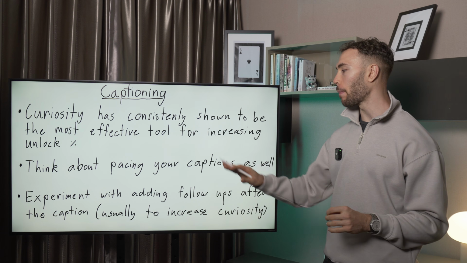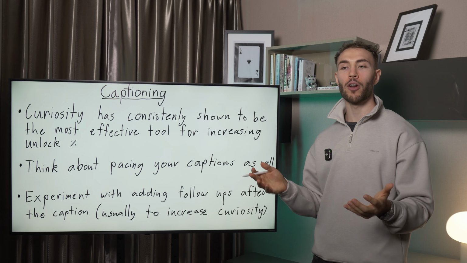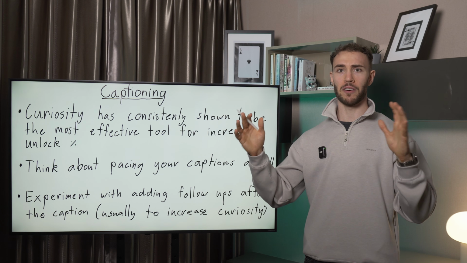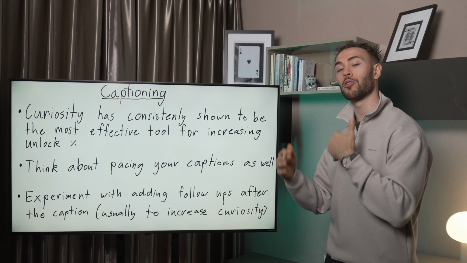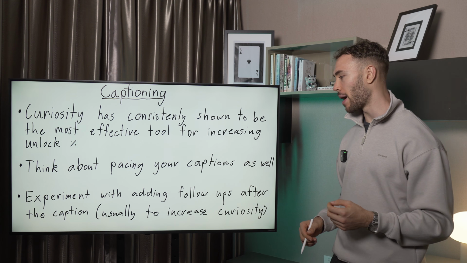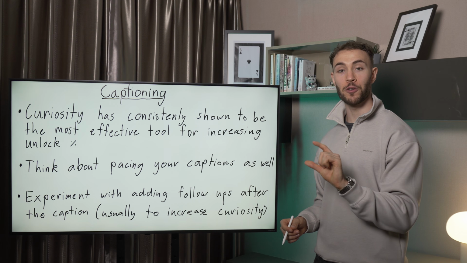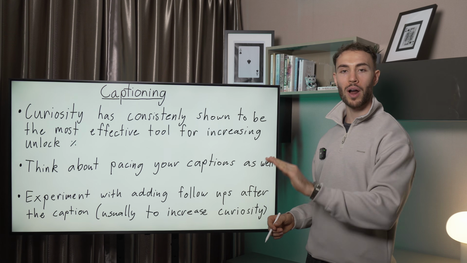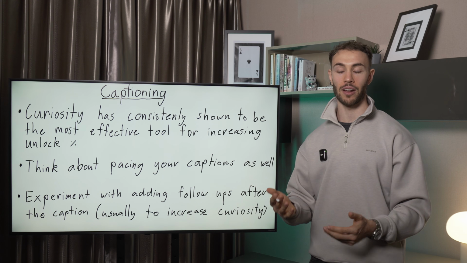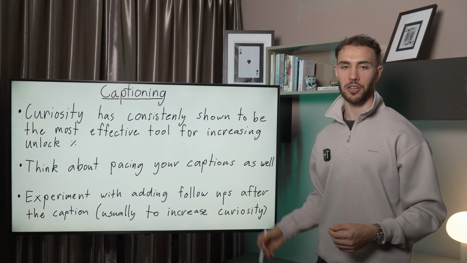You really want to think about pacing your captions as well. Your first few pay-per-views might not have to be the most intense, sexual, vulgar thing ever, with heaps of emojis and all that, but as it progresses through your sequence, maybe it will start to look more like that. I also experiment with adding follow-ups after the pay-per-view. So you send the pay-per-view with the caption and you add one more line after, either immediately with the pay-per-view or once they've seen it and when they're deciding to buy it or not. The goal of that is usually to increase the curiosity.